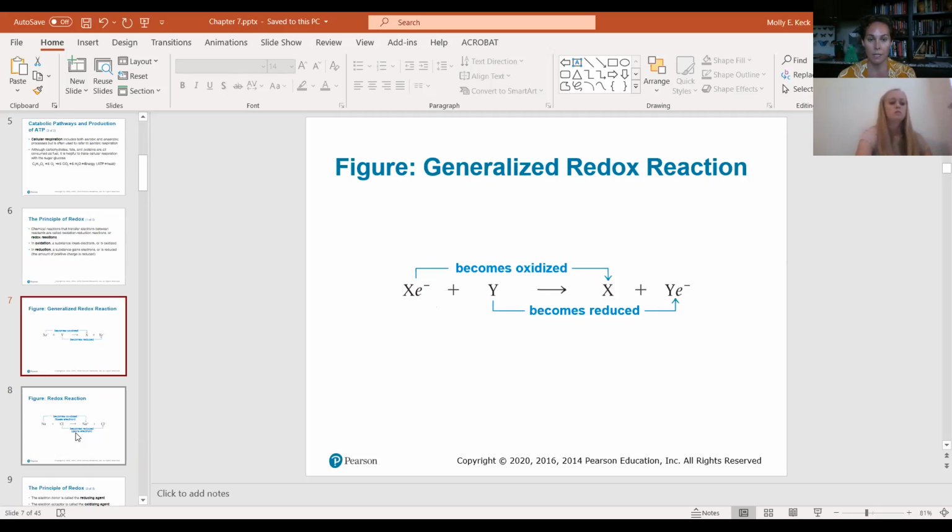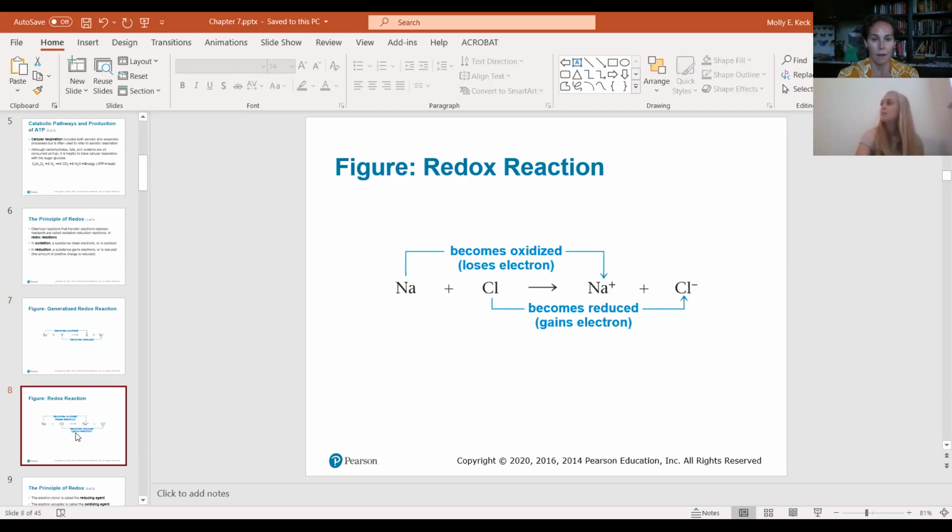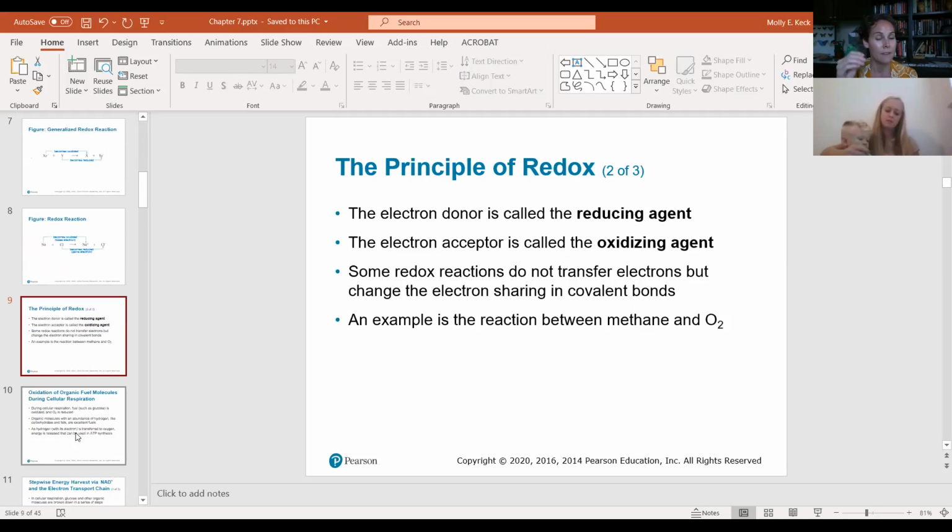And this is a generalized redox reaction. If X has all the electrons, it's going to transfer them to Y. So Y becomes reduced because it now has a negative charge, and X becomes oxidized because it lost its electrons. It now gained a positive charge. And if you looked at it with sodium chloride, sodium becomes oxidized because it's now positive, and chloride is negative because it gained that electron. So it's reduced. And this will make sense when we talk about the electron transport chain.